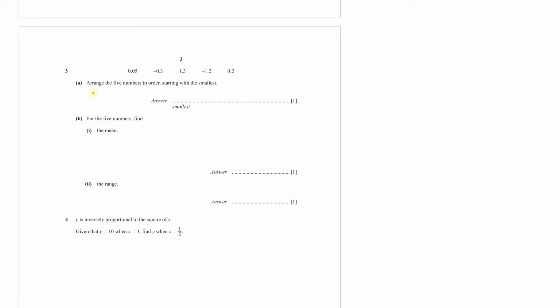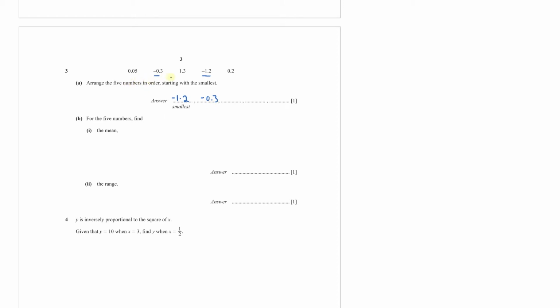Question number 3, part A is arrange the 5 numbers in order starting with the smallest. So the smallest number would be the negative number. You have two negative numbers here, minus 0.3 and minus 1.2. So minus 1.2 is smallest. So this will go first, and then minus 1.2, and then you have minus 0.3.